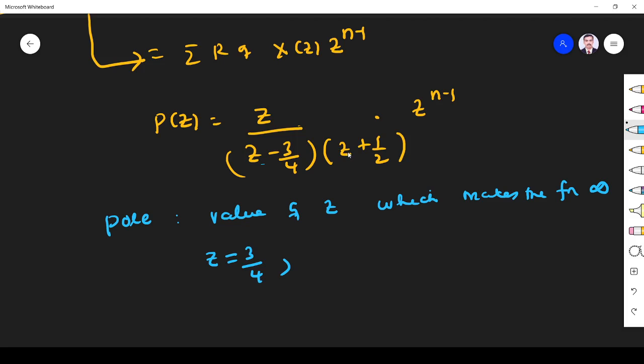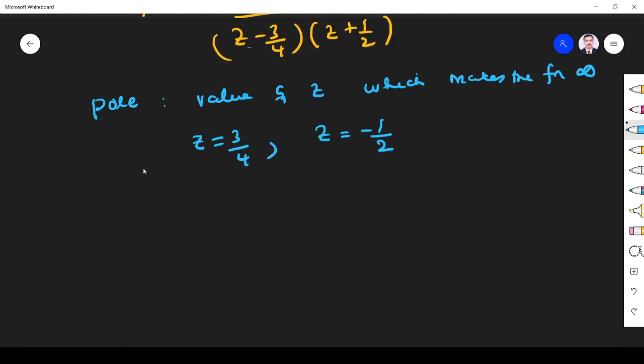Similarly, when you substitute z is equal to minus 1 by 2, the denominator becomes 0, so again it becomes infinity. So z is equal to minus 1 by 2 is another pole. So we have two poles, one at z is equal to 3 by 4 and another at z is equal to minus 1 by 2. So I have to find the residue at two poles.